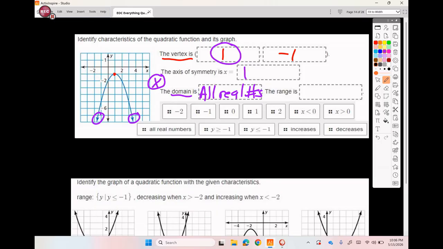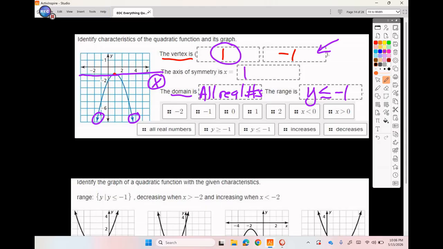Alright? Range, same concept. Because you have your maximum y value, then you know your range. Just write it in an inequality format. Y is less than or equal to -1. Now, why did I put less than instead of greater than? Because our graph is below that line. So all the y values have to be below that number.